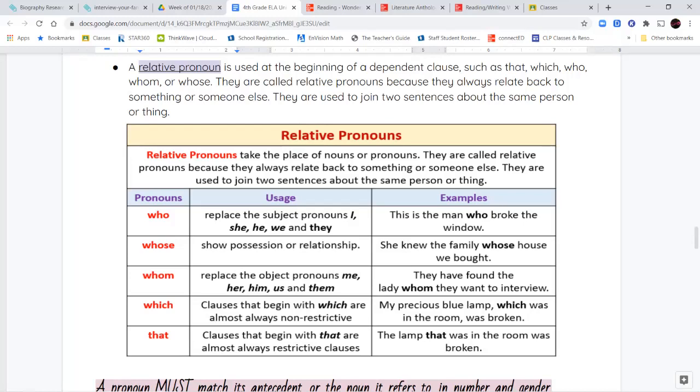So "which" is talking about things. It's not talking about people. Next, we have the word "that." Clauses that begin with "that" are almost always restrictive clauses. The non-restrictive ones are separated by commas on their own. The restrictive clauses do not have commas in them. The lamp that was in the room was broken.